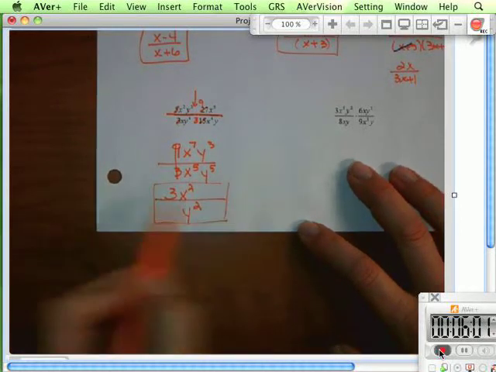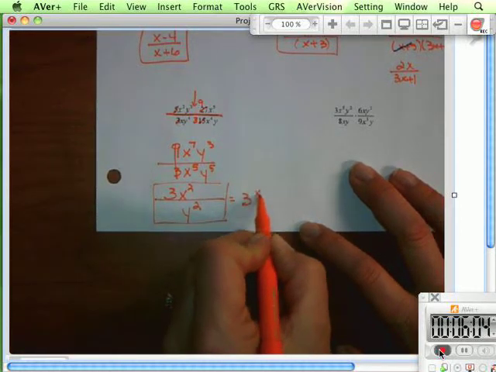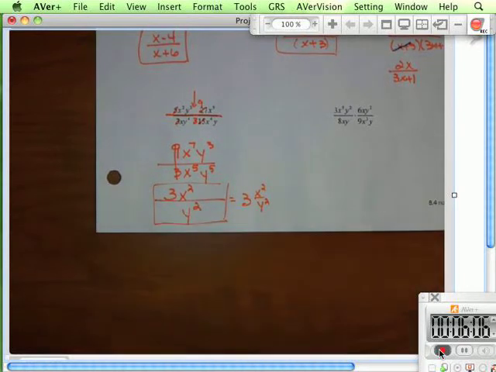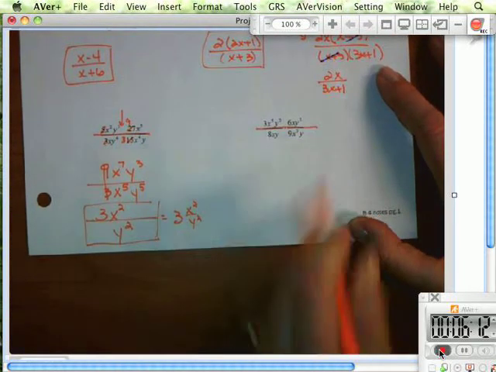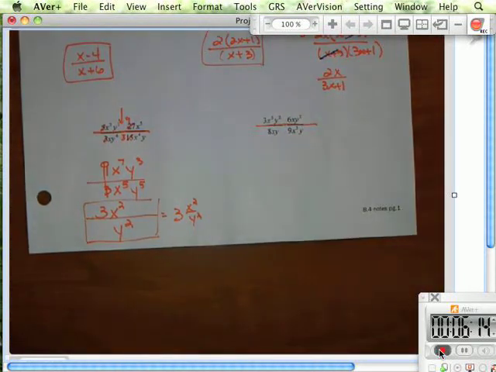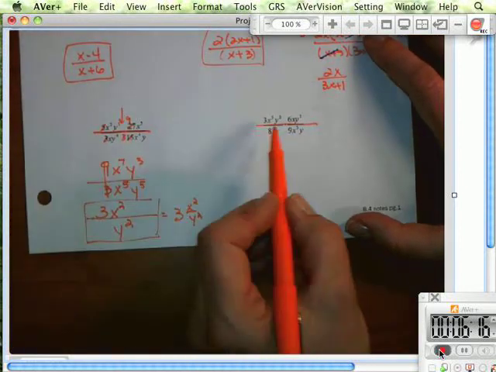Could you put the 3 out front? Absolutely. It can look like this. That's absolutely fine. Doesn't matter. Okay, let's try this one then. I'm going to put a long line here if you want, if that helps. It doesn't really matter. I'm going to see if I can simplify anything.